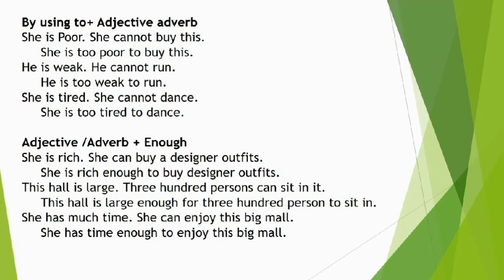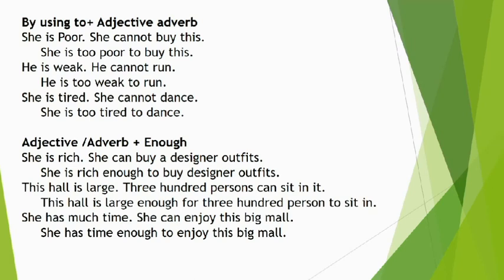By using to plus adjective or adverb, we can also combine two simple sentences. Like, she is poor, she cannot buy this. She is too poor to buy this. He is weak, he cannot run. He is too weak to run.